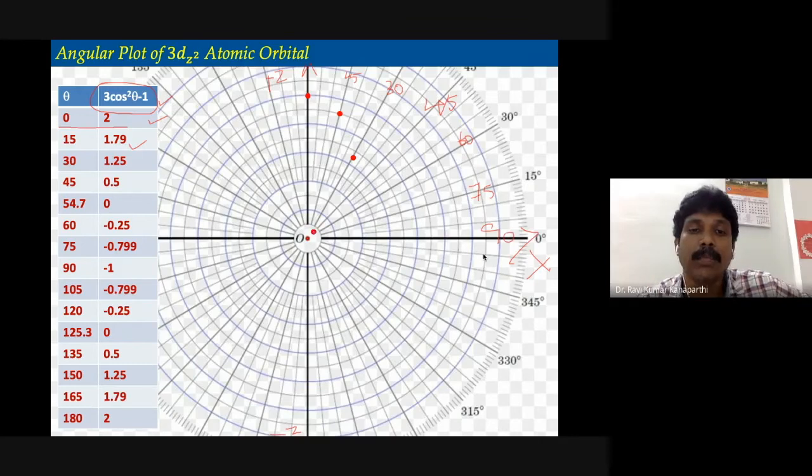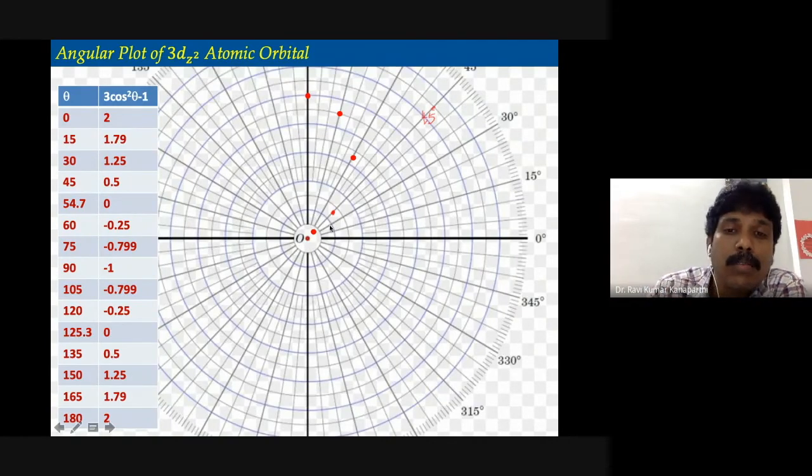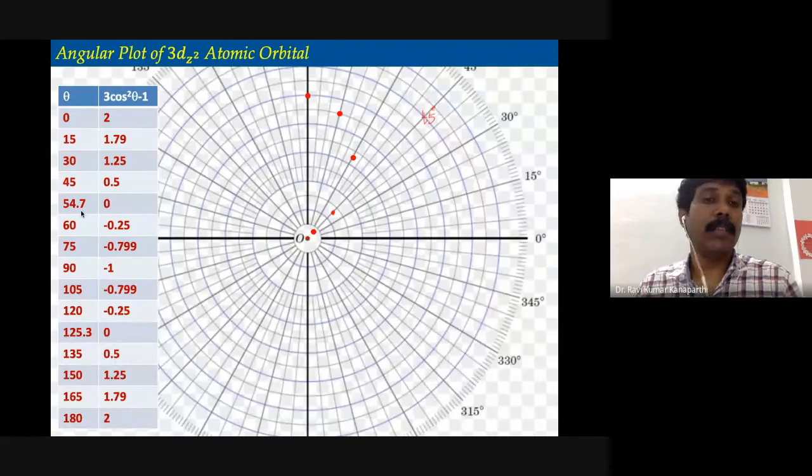Then next is 0.5. Where is 0.5? This is 0.4 and this is 0.5, so it will be somewhere here. The next one, actually I have not discussed 54.7. If you calculate, there is one point at which the wave function actually becomes 0. That angle is 54.7. You can just evaluate, I have done it already. So the wave function becomes 0.